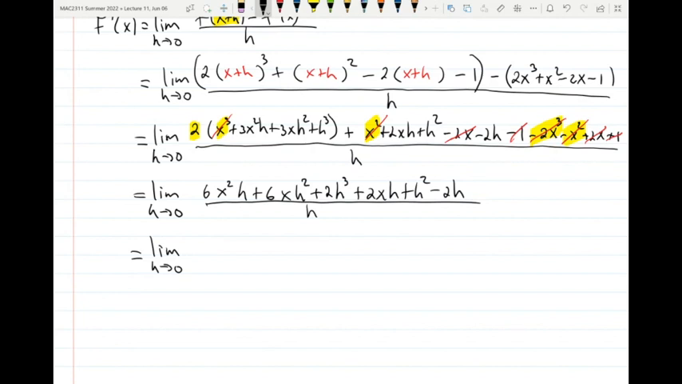It's easy. Just divide by h every term. What do we get? 6x squared plus 6xh, right? This h cancels with one of these, another one survives. Plus 2h squared. All right, 2x plus h minus 2. Good.